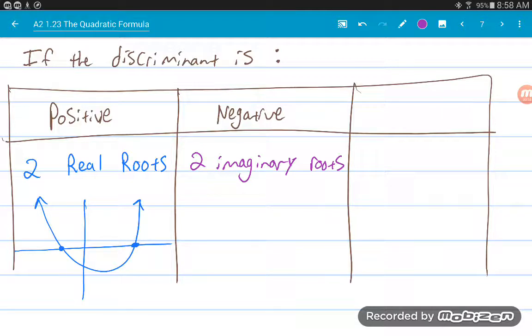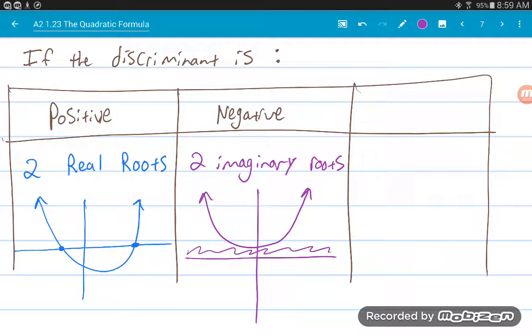Now, what does an imaginary root look like on a graph? Well, just like you can't see imaginary friends, you can't see imaginary roots either. So the graph of your function may look something like this, where you notice it doesn't actually touch the x-axis at all. It has no roots.